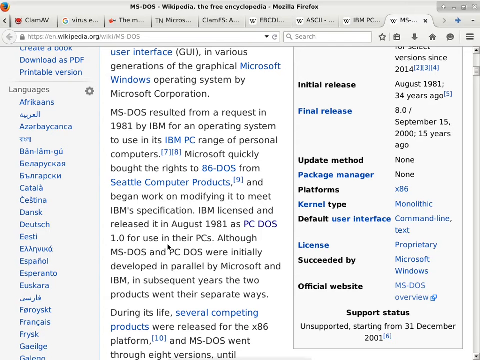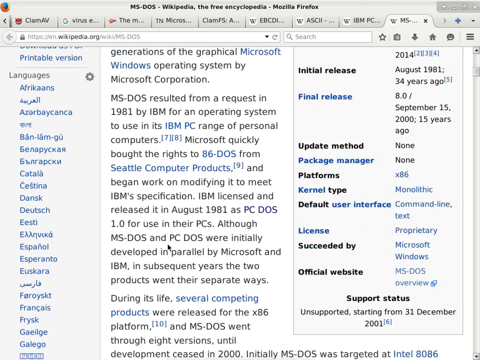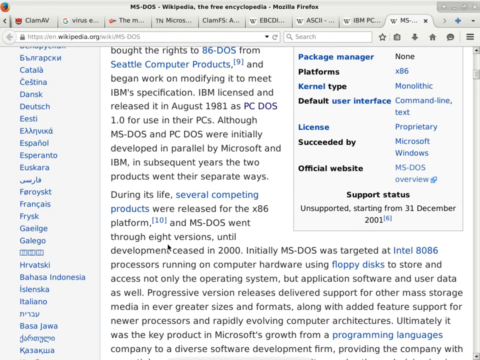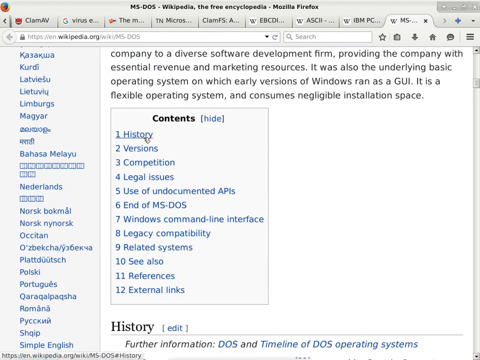Oh, Macs were way after this. The Mac was introduced in 1984, coincidentally the title of a novel, and Apple capitalized on that coincidence, which may not be an actual coincidence. Okay, history. There we go.